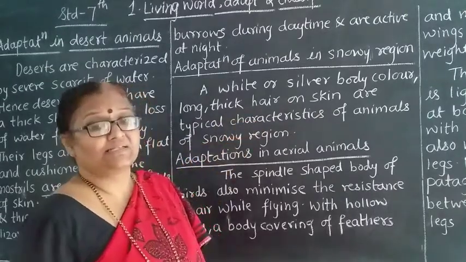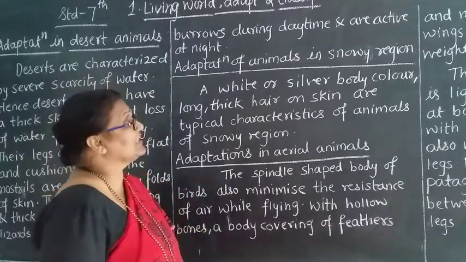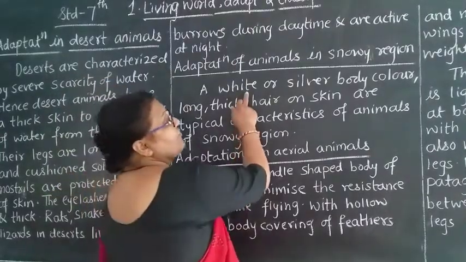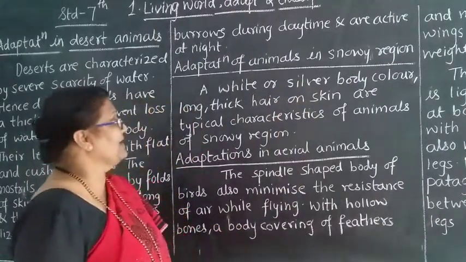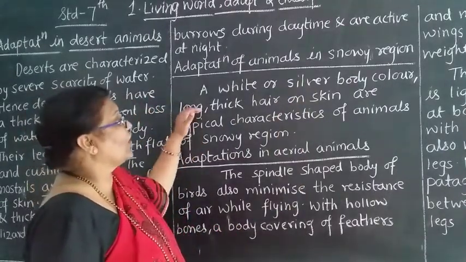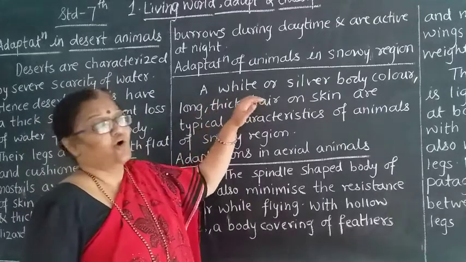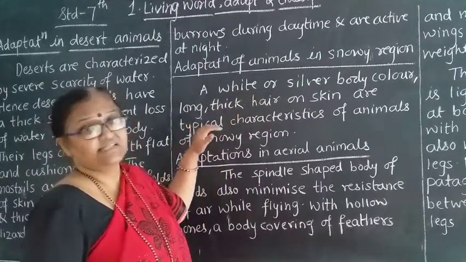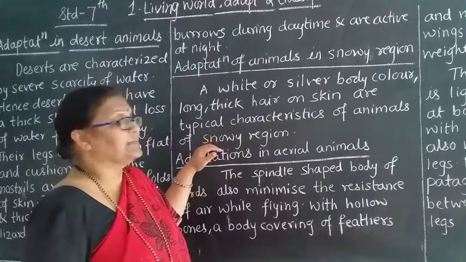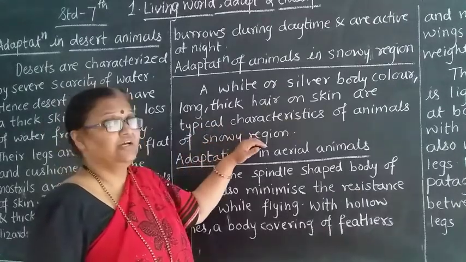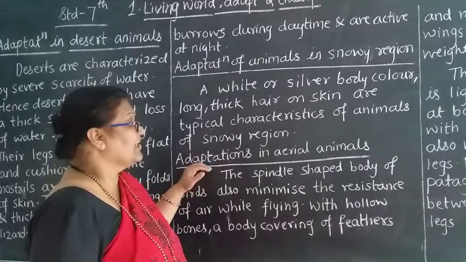So the animals which are living in the snowy regions have white or silver body color and they have very long or thick hair on the skin. This is one of the typical characteristics of the animals present in the snowy region.